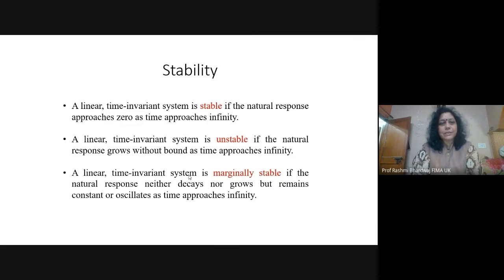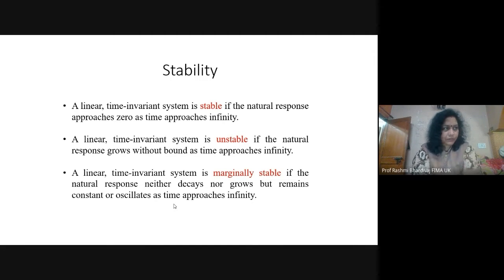Now we come to the stability theory. Yesterday we discussed a lot about that, but basically a linear time invariant system is stable if the natural response approaches zero as time approaches infinity. A linear time invariant system is unstable if the natural response grows without bound as time approaches infinity. Also, a linear time invariant system is marginally stable if the natural response neither decays nor grows but remains constant or oscillates as time approaches infinity.